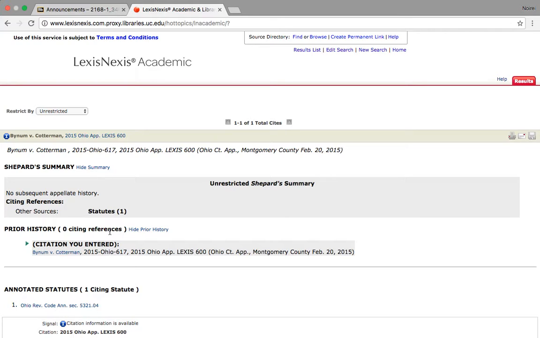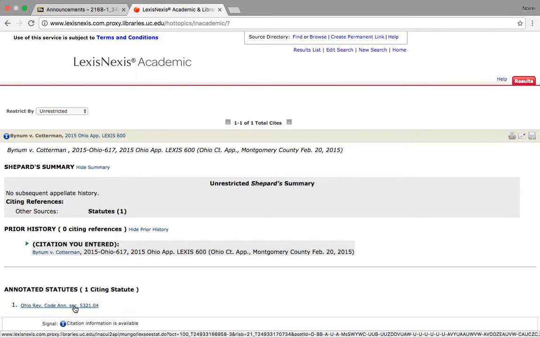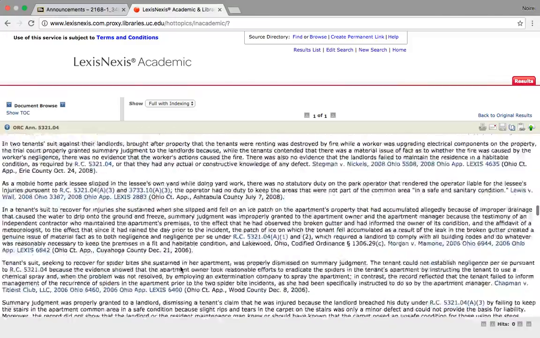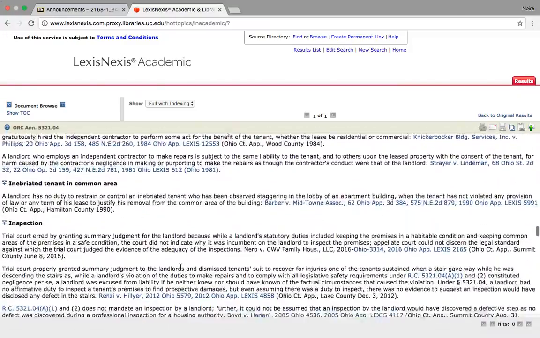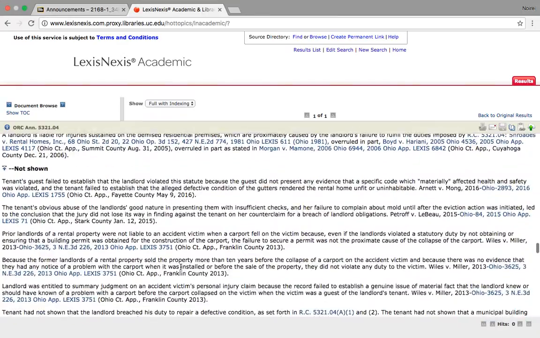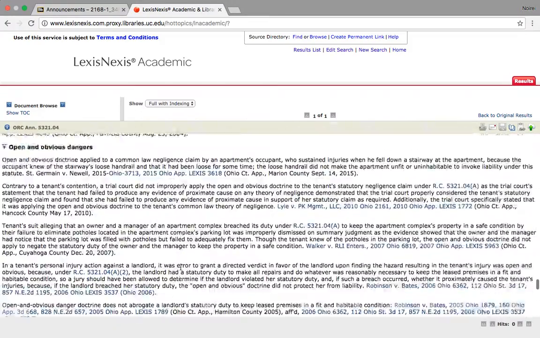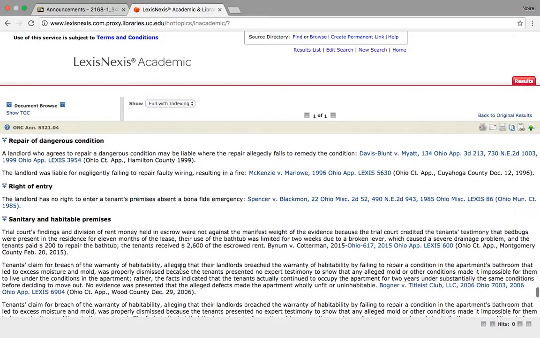So here, we don't have any citing references, meaning no other cases that are citing to this particular one. However, there is a statute that's present, and it looks like it's an annotated statute, the 5321.04, which we looked at in class. We had a screenshot of this one. I believe it was under sanitary conditions, because since we're in Academic, it's not taking us straight to it, so we have to do a little work, as we stated in class, to get to it. But it was under sanitary and habitable premises. So we'll see it right here.